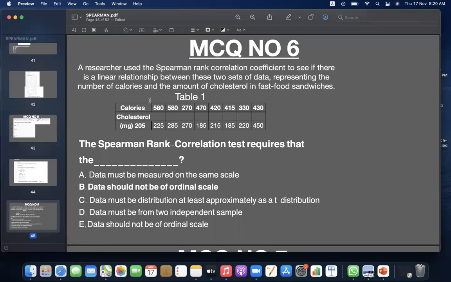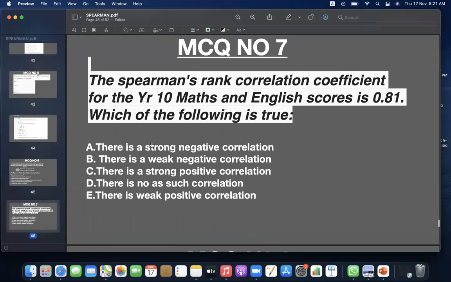Anyone? D? C? No. No, the answer would be E in this.